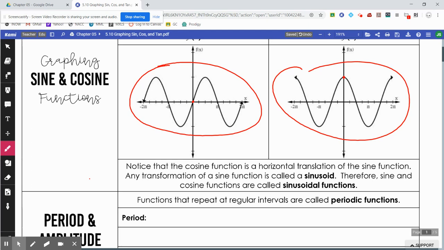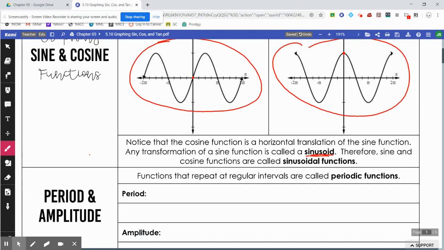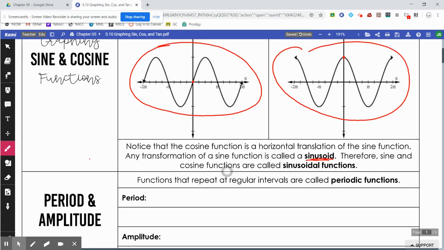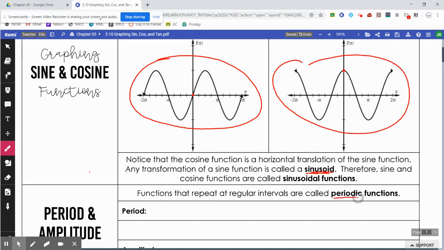Any transformation of a sine function is called a sinusoid. Therefore, sine and cosine functions are actually called sinusoidal functions. Functions that repeat at regular intervals, another name for them is periodic functions. Because again, this thing comes up, down, back up, and then it does the exact same thing again, as you can see over here. Same thing with the cosine function.